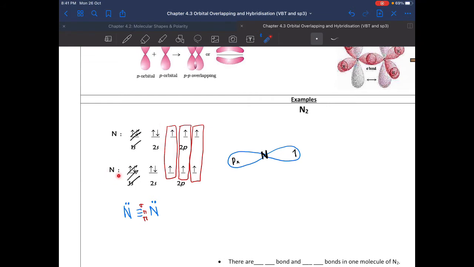Then how about this nitrogen? So this nitrogen also have a px, so we need to draw another px.